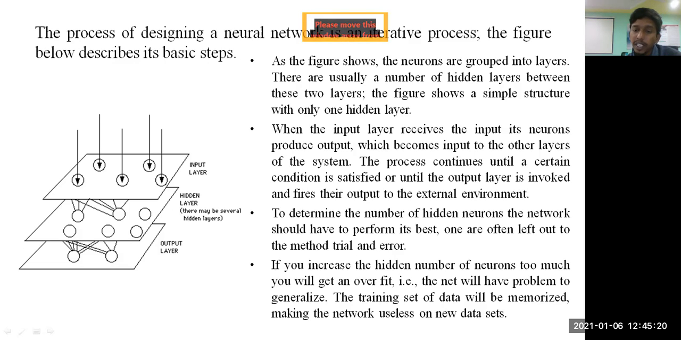So if you increase the number of hidden neurons too much, you will get an overfit problem. Overfit is, suppose you have four hidden layers and you are unable to process all those hidden layers, then that will be a problem for you. The net will have a problem to generalize. The training data will be memorized, making the network useless on new data sets. So whenever you have new data sets with respect to your training data set, and you have not mentioned appropriate hidden layers, that will cause some disturbance.